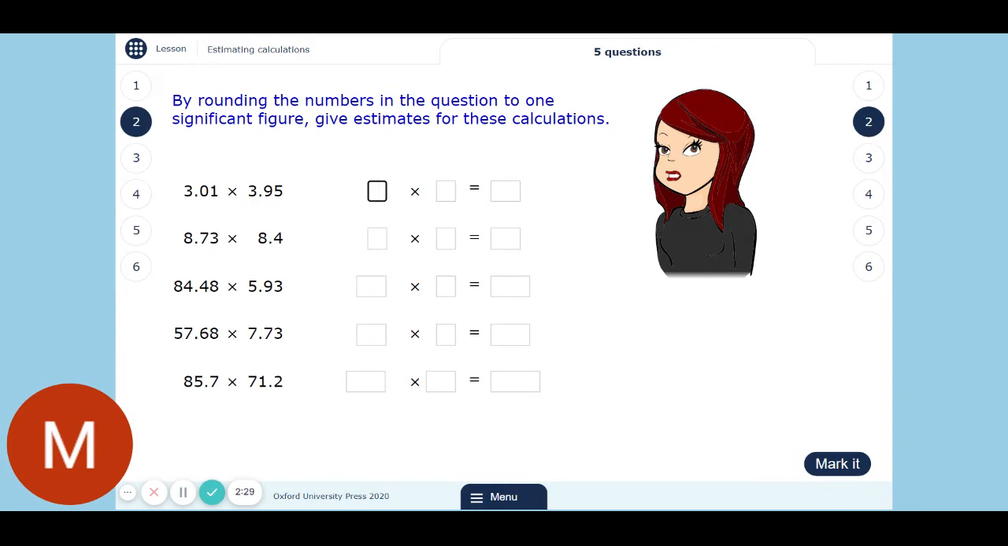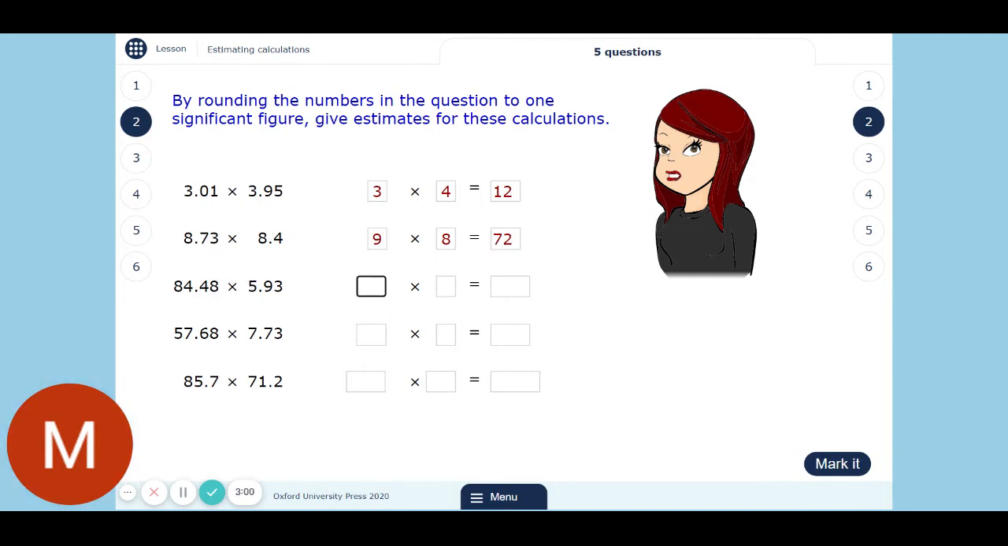So I'm going to work out these ones by rounding each thing to one significant figure. So 3.01 becomes 3. 3.95 becomes 4. And then that works out to be 12. 8.73 becomes 9. 8.4 becomes 8. 9 times 8 is 72. It's much easier than working out these things exactly.